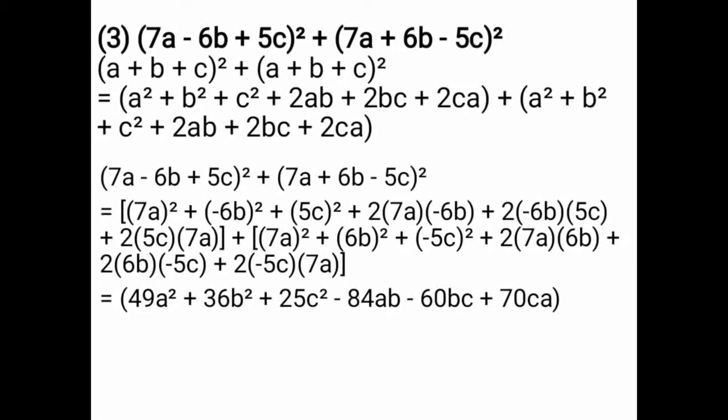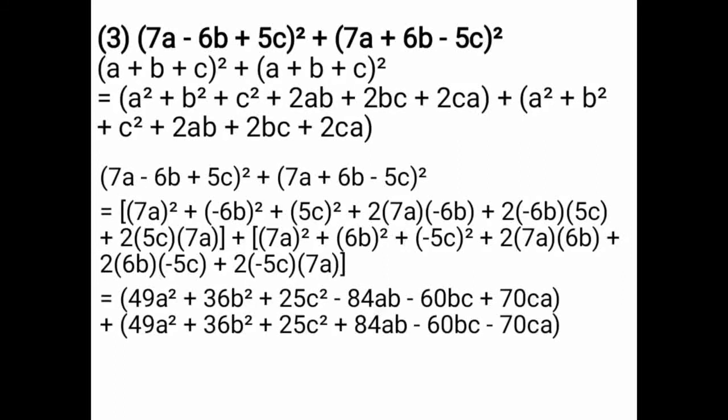That is equal to 49a square plus 36b square plus 25c square minus 84ab minus 60bc plus 70ca for the first bracket, from here to here, which I solved. Now for the second bracket, plus 49a square plus 36b square plus 25c square plus 84ab minus 60bc minus 70ca, from here to here, which I solved.